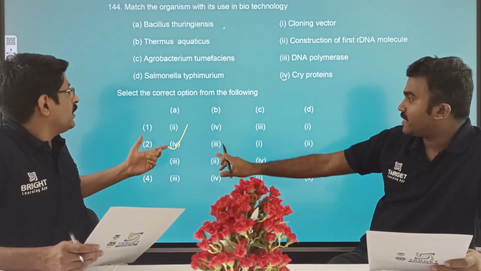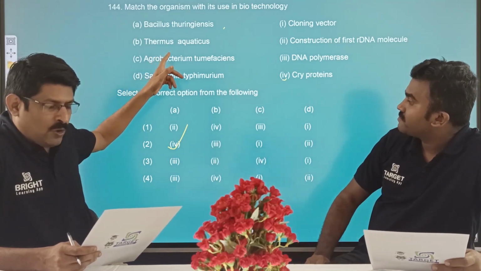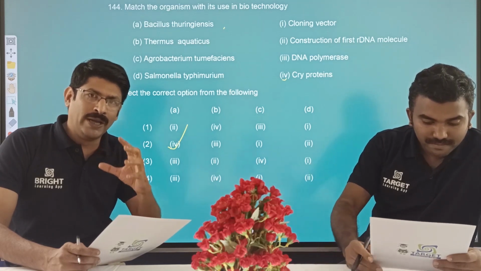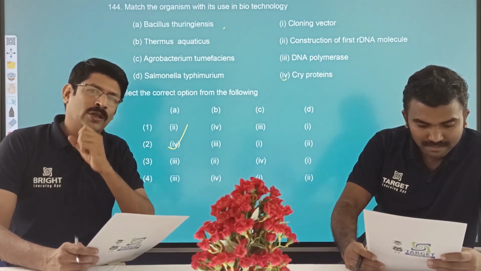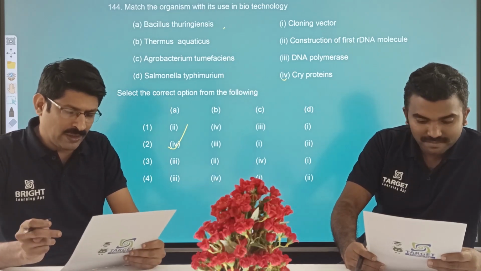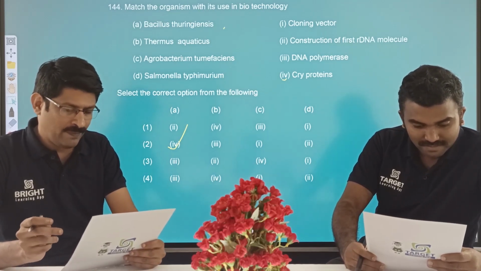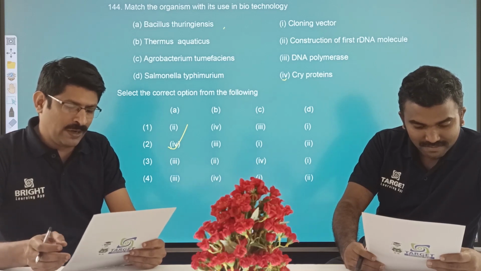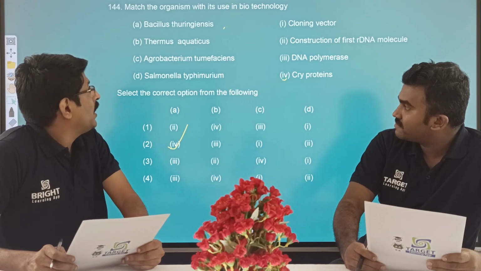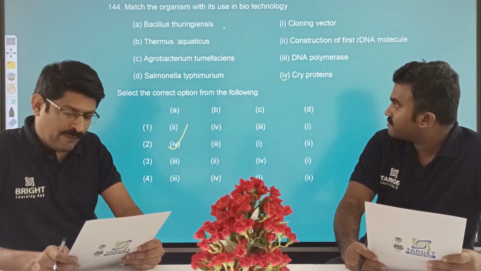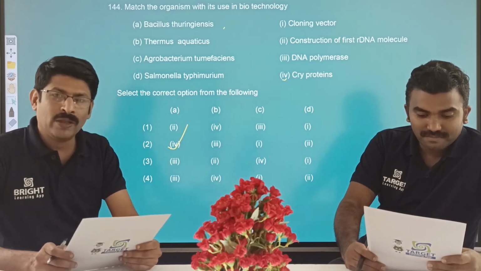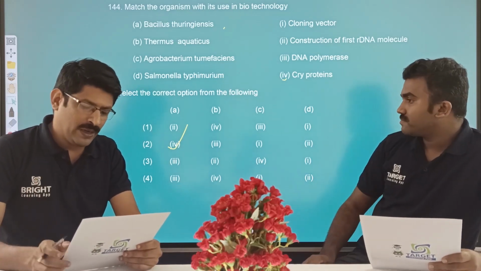So first option, second option. Thermus aquaticus is a thermally stable enzyme isolated from a thermophilic bacterium, and it is used in PCR, the DNA polymerase, Taq enzyme. And Agrobacterium tumefaciens, that is also the construction of the cloning vector, and Salmonella typhimurium, construction of the first rDNA. Salmonella typhimurium is where the first rDNA plasmid was produced.